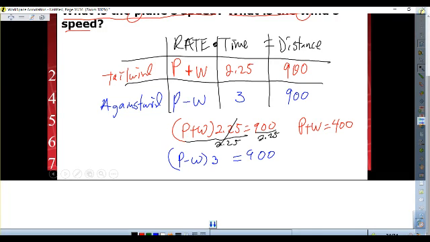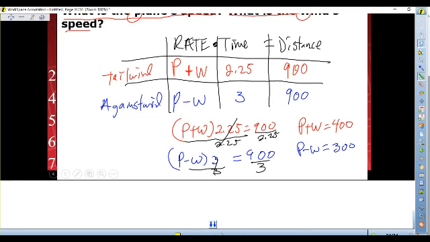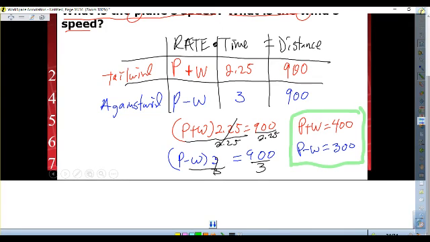Very good, 400. Thank you, Caleb. Divide by 3, divide by 3. What do we have left for the second one? P minus W equals 300. Look at this. Does this look familiar? Which method would you like to use on this one, Jocelyn? Elimination.